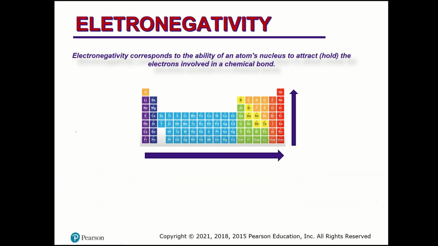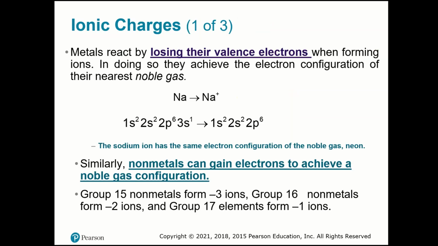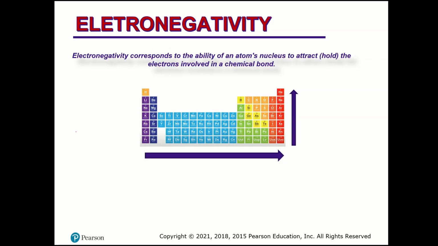Electronegativity corresponds to the ability of an atom nucleus to hold the electrons involved in the chemical bond. So that means if I have more electrons, I will attract more. Okay, so if I have fluorine that has 7 valence electrons, it just needs 1 to be happy. So of course it attracts easily, while the metals normally lose electrons.